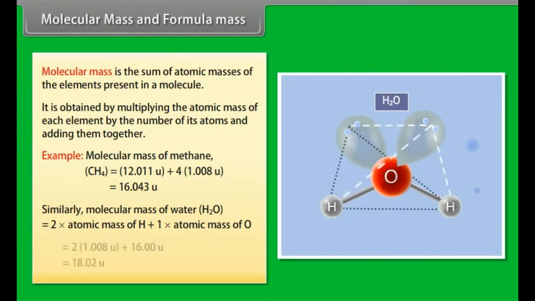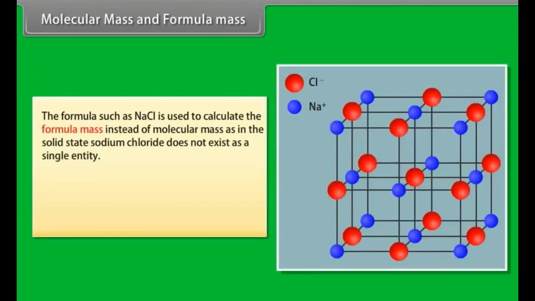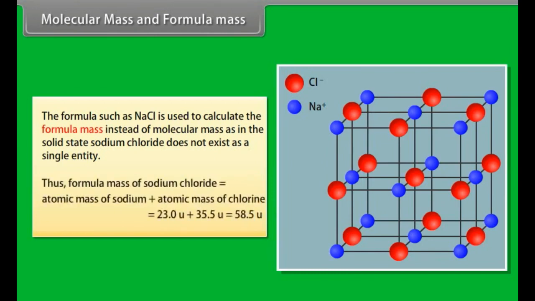Similarly, molecular mass of water, H2O, is equal to 2 × atomic mass of H plus 1 × atomic mass of O, which is equal to 2 × 1.008 u plus 16.00 u, which is equal to 18.02 u. A formula such as NaCl is used to calculate the formula mass instead of molecular mass, as in the solid state sodium chloride does not exist as a single entity. Thus, formula mass of sodium chloride is equal to atomic mass of sodium plus atomic mass of chlorine, which is equal to 23.0 u plus 35.5 u, which is equal to 58.5 u.